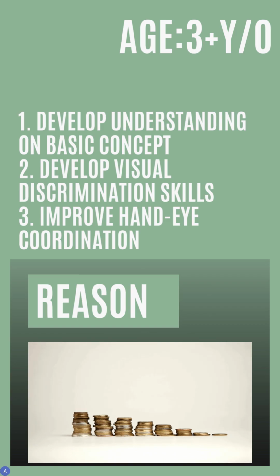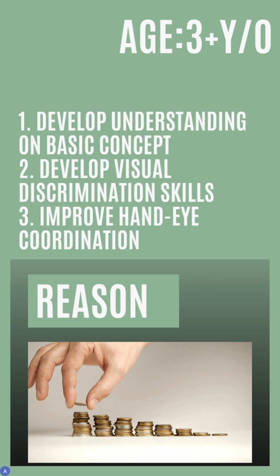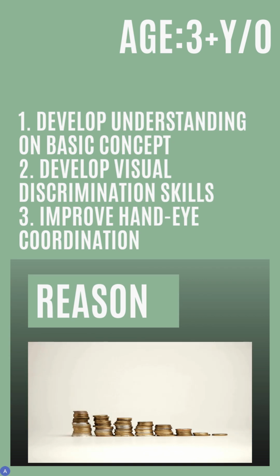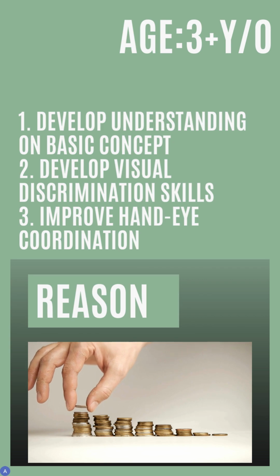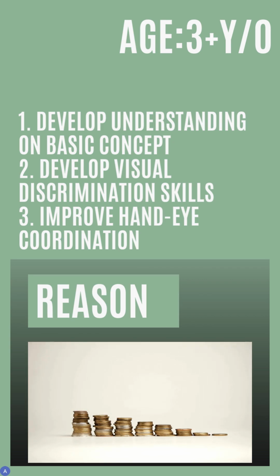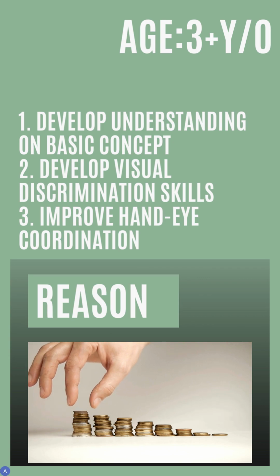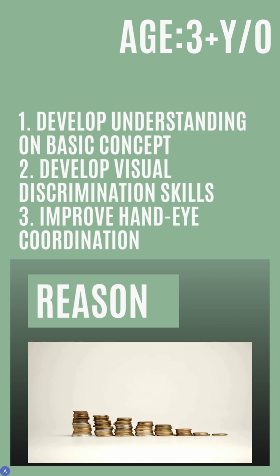Second is to develop visual discrimination skill. Our child will automatically know the shape, the bigger and the smaller one. That will improve their visual discrimination skill. Which one is the big item, which one is the small item. This will improve their visual discrimination skill.